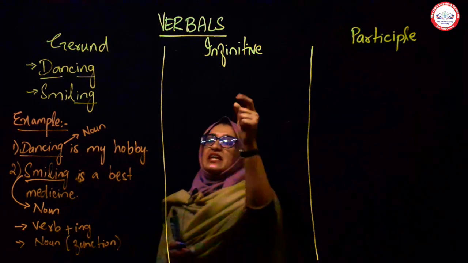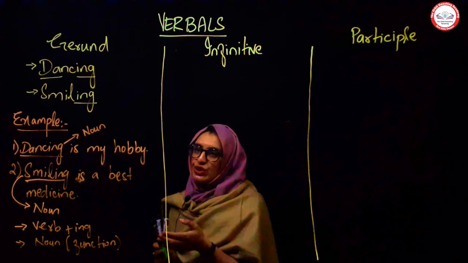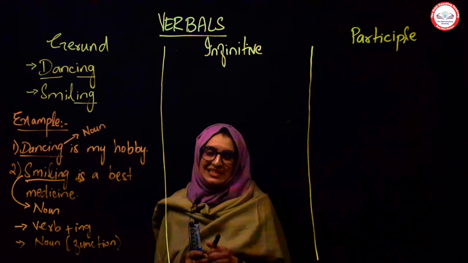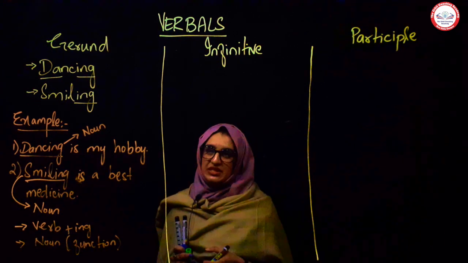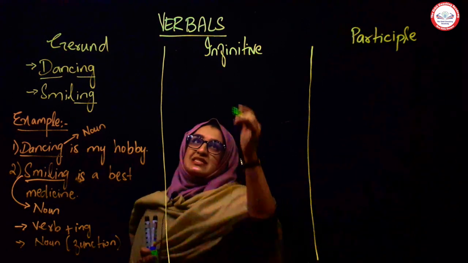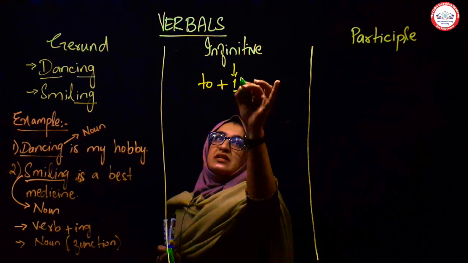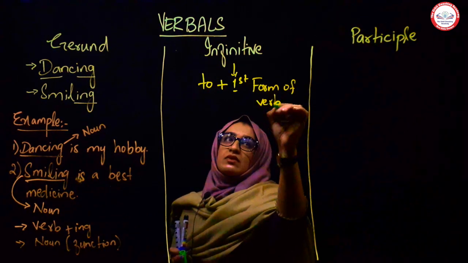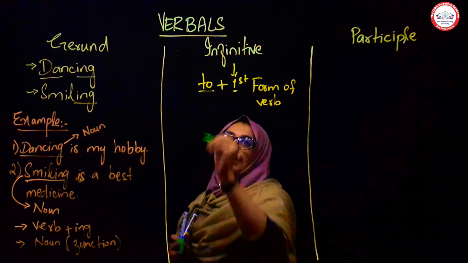The second one we have is infinitive. Now what is an infinitive? As I have already told you, a verb can have different functions in a sentence. It can be used as an action verb, it can be used as a noun, or maybe an adjective, or maybe a linking verb. Now whenever you see an infinitive in a sentence, you will find that it will always be used with to plus the first form of verb. We can never ever use the second or third form of verb with to in a sentence.